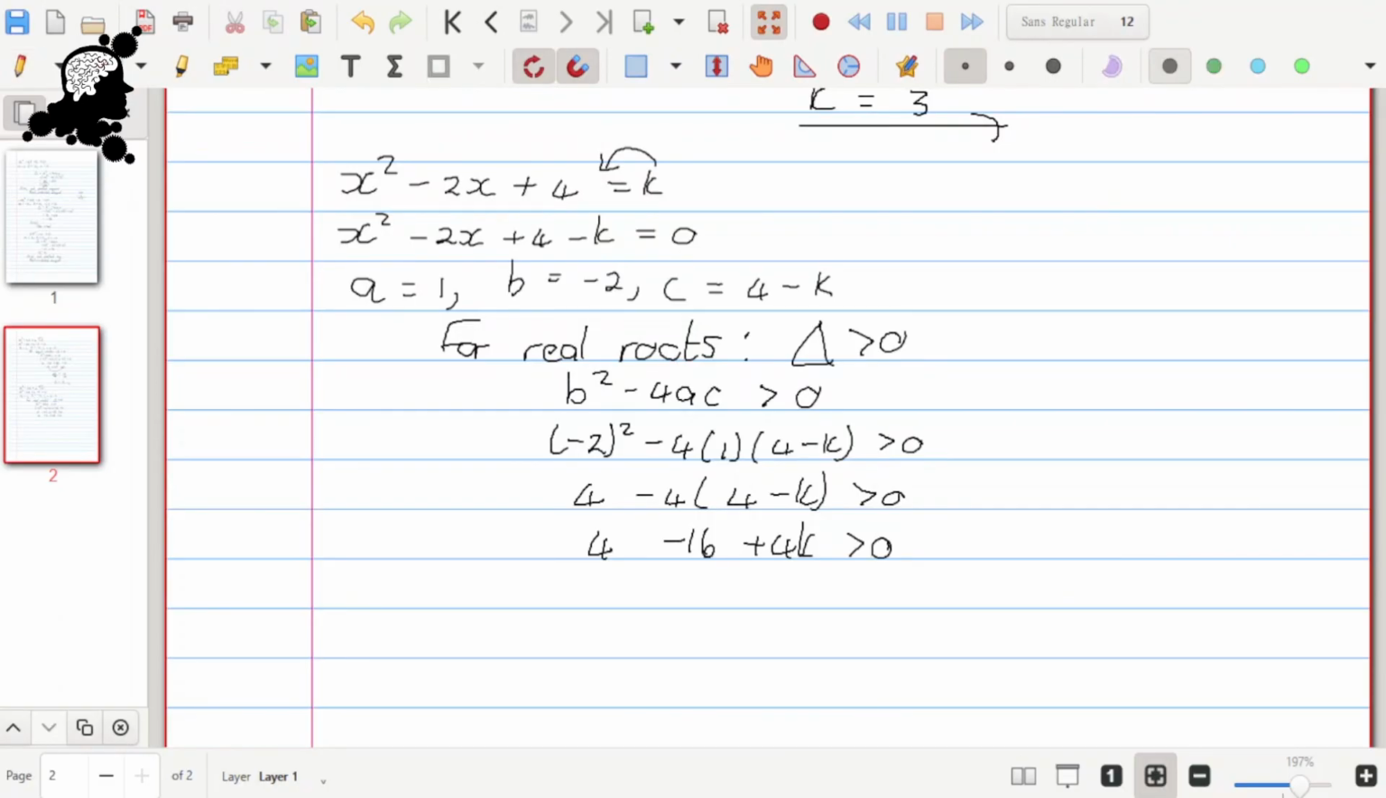This is a terrible k. Let's fix it. Right, we've got 4k like that. We said 4 minus 16, this gives us negative 12. Negative 12 plus 4k is greater than 0.